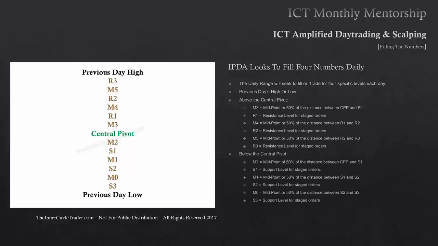And obviously, below the central pivot, we look for M2, which is the midpoint or 50% of the distance between central pivot and S1. S1 is the first support level for staged orders. Then M1, which is the midpoint or 50% of the distance between S1 and S2 pivot points. S2, which is support level for staged orders. M0, which is the midpoint or 50% of the distance between S2 and S3. And finally, S3, which is the support level for staged orders.